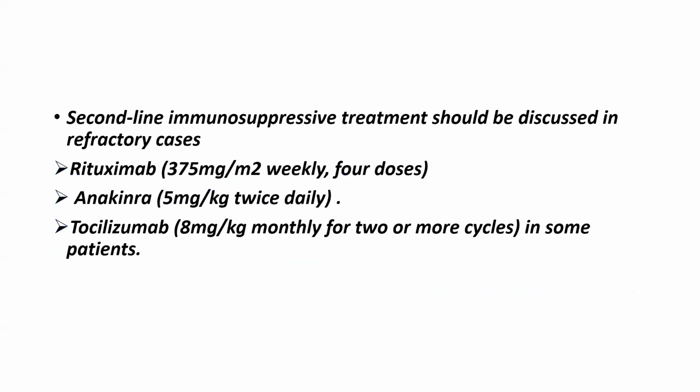We can also go with second line immunosuppressive therapy in refractory cases, like rituximab at 375 mg weekly for 4 doses, anakinra 5 mg per kg, and tocilizumab 8 mg per kg. All these second line immunosuppressive treatments take care of the inflammatory response generated in the form of cytokine storm and the interleukins.